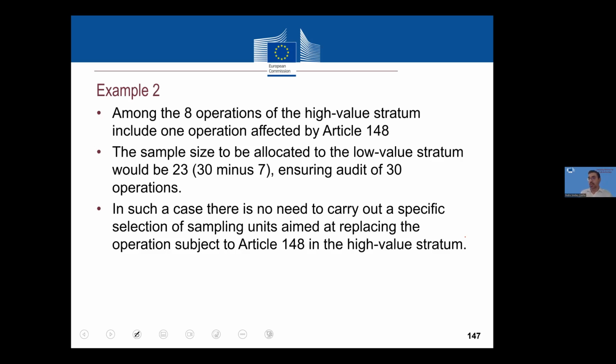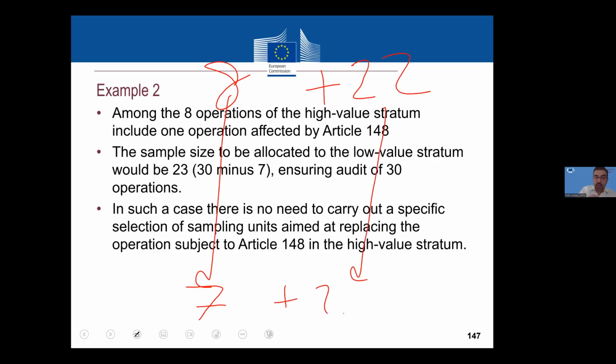Now, follow me, ladies and gentlemen. My sample should be 8 units in the high value stratum plus 22 in the low value stratum to have the 30 units in my sample. But because now I know that one of these 8 units is affected by these principles and I can only audit 7, before I select the sample of the sampling stratum, I have to enlarge it from 22 to 23, so I comply with the foreseen sample size of 30, okay?